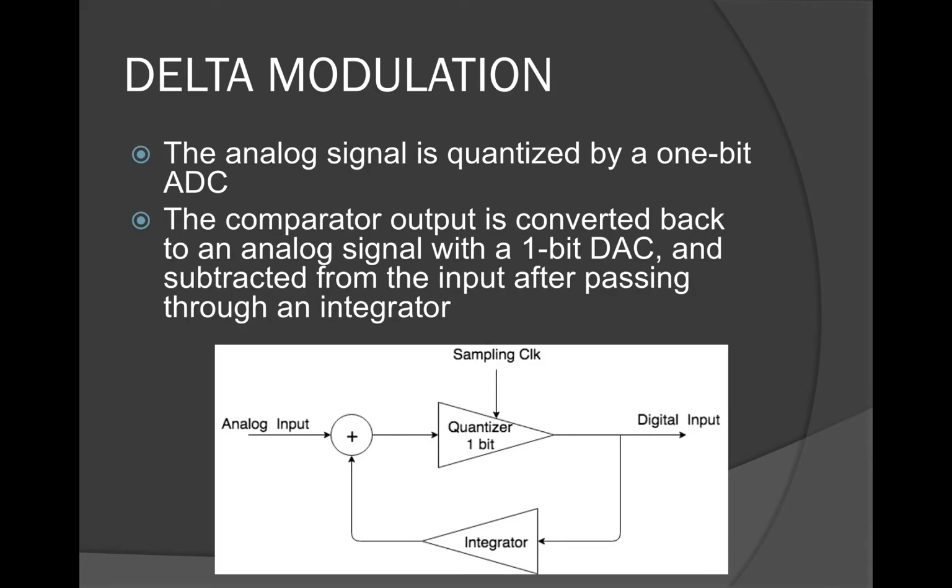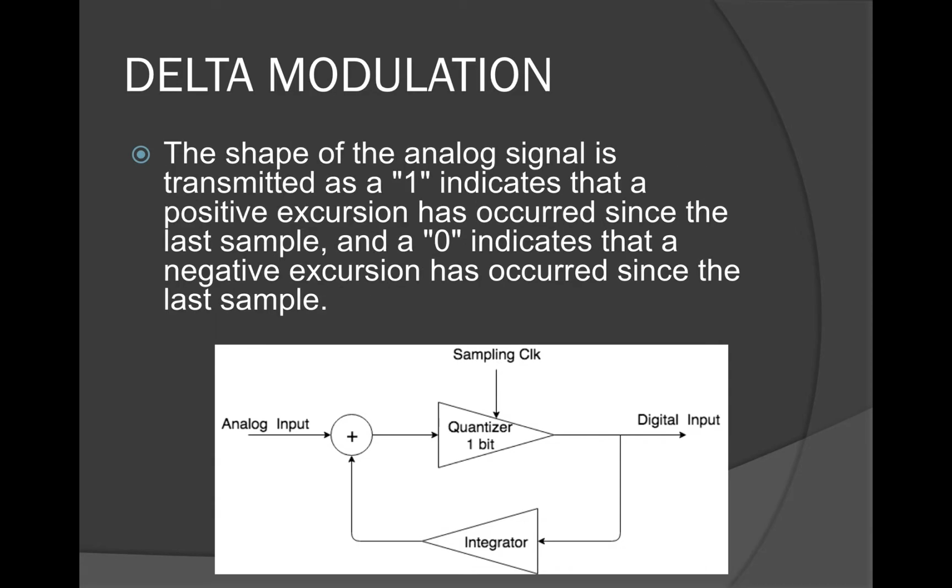The analog signal is quantized by a 1-bit analog to digital converter, and the block diagram is shown below. The comparator output is converted back to an analog signal with a 1-bit digital to analog converter, and subtracted from the input after passing through an integrator. The shape of the analog signal is transmitted as 1, which indicates that a positive excursion has occurred since the last sample, and a 0 indicates that a negative excursion has occurred since the last sample.